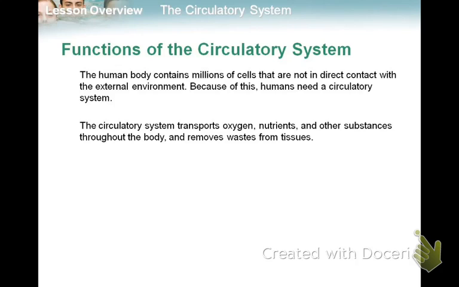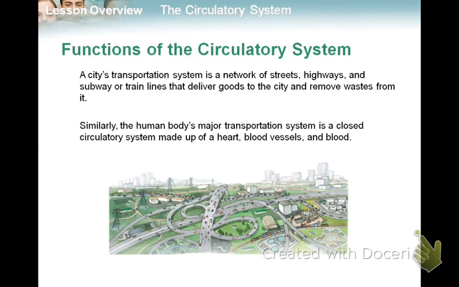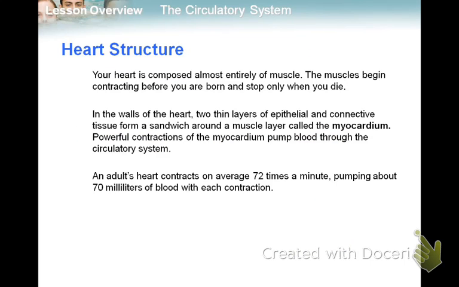Because these cells in our body aren't in direct contact with the external environment, we need to get oxygen, nutrients, and other substances in and wastes out. And that's what the circulatory system does. It's much like a city's transportation system. You have streets, highways, subways, train lines that deliver goods to the city and remove wastes. This is a closed system, the circulatory system, made up of heart, blood vessels, and blood. We're going to talk about the heart and the blood vessels today.